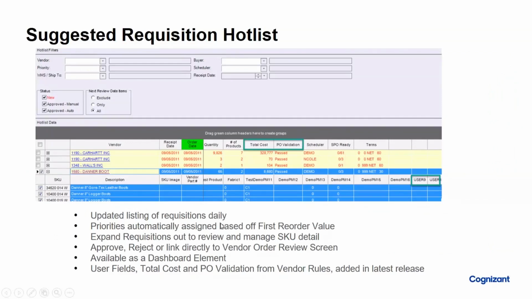The hot list filter section, which you see up top there, you can filter on the typical things, your vendor and your buyer, but some of the key ones that we see when it comes to the requisition list is filtering by priority or status. So priority, for example, just to keep in mind, this is automatically assigned by the system, and it is based off of the first reorder value for that vendor.